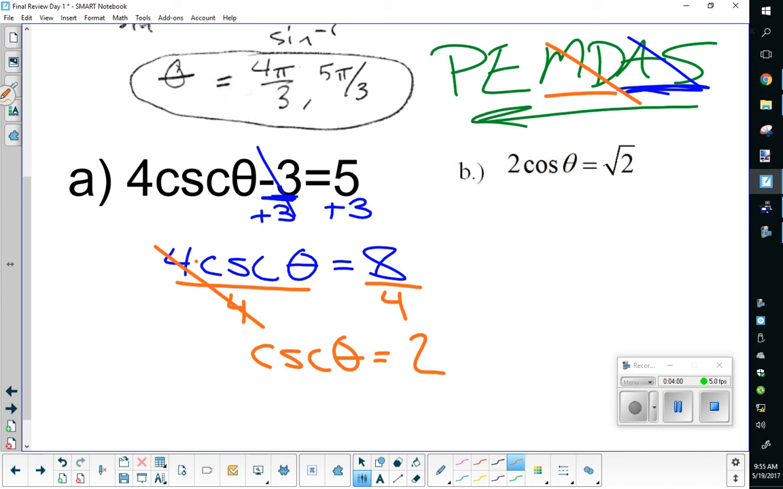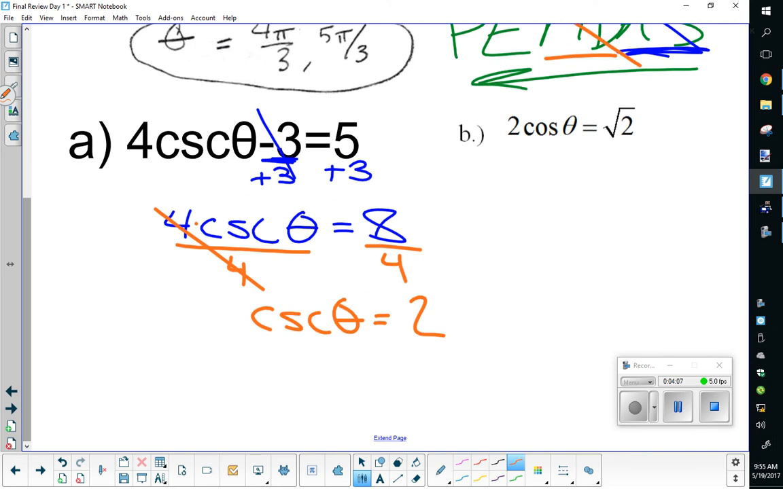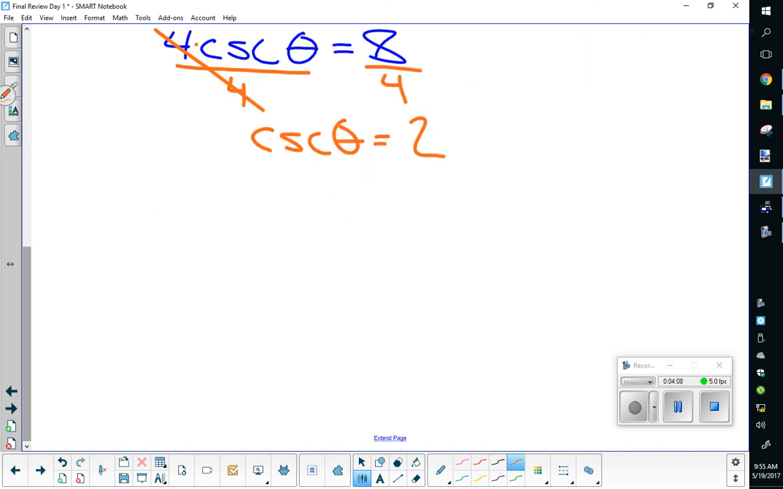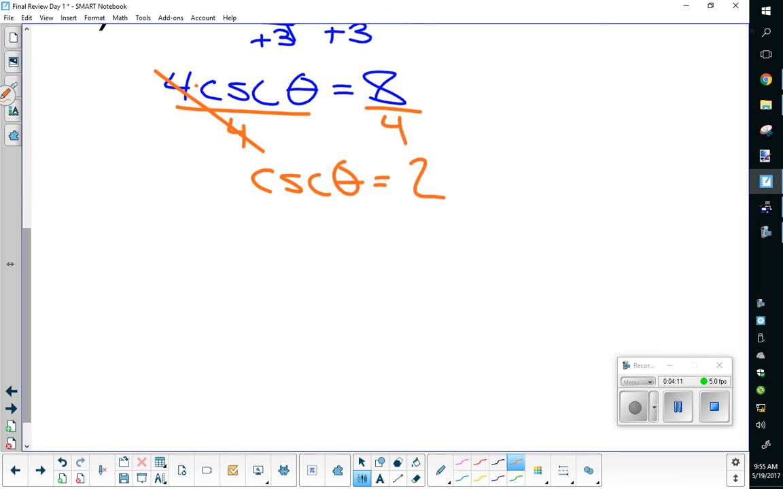There's one step here that's not necessarily listed in PEMDAS. I don't like doing cosecant. Okay, cosecant is weird. What can I do instead of cosecant? Sine. Cosecant is the reciprocal of sine. So I'm going to change cosecant to sine. Well, if I do that and I make cosecant sine, I did the reciprocal. That means I have to do the reciprocal to the other side as well. That's going to be a half. So I took the reciprocal of cosecant, I took the reciprocal of 2 and got 1/2.